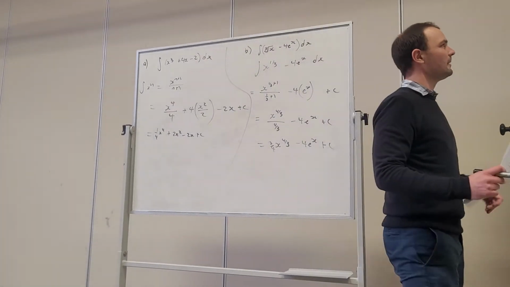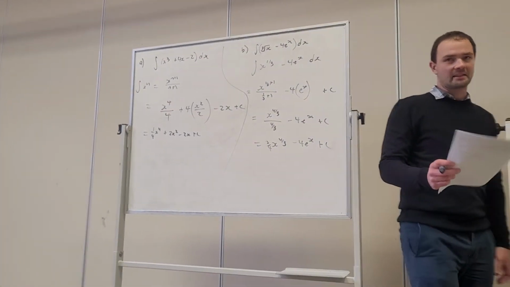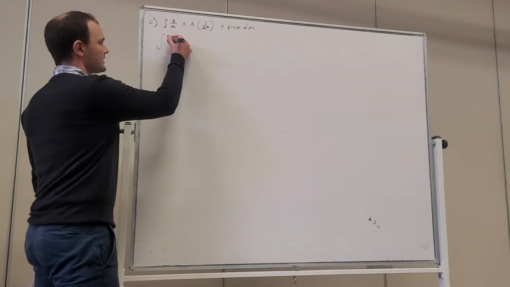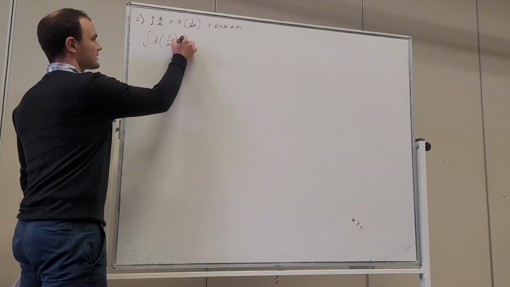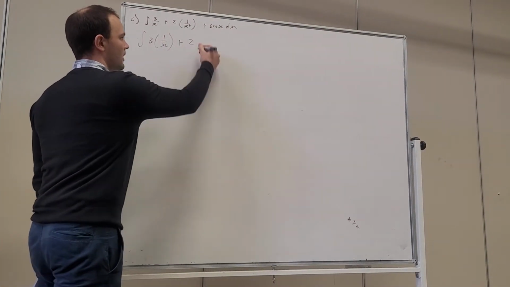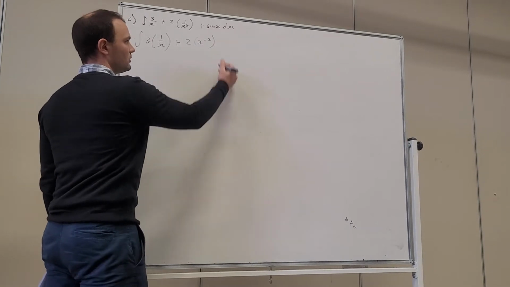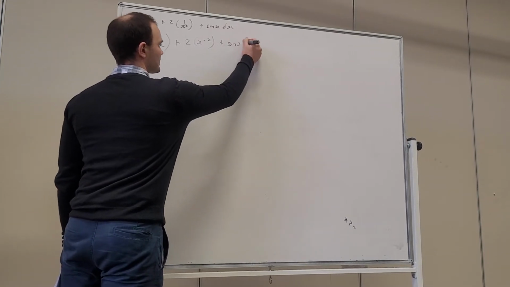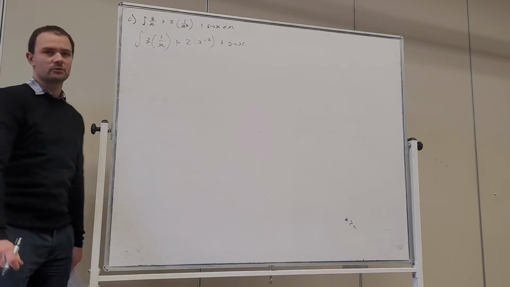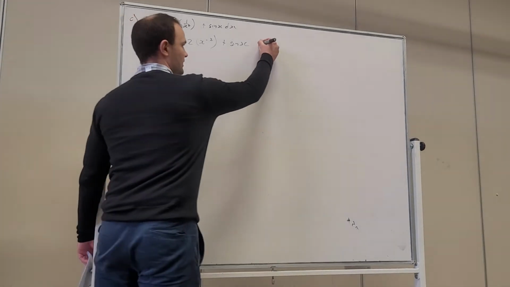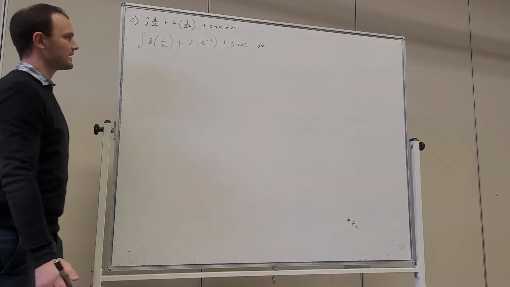Excellent. All right, let's jump up here. We have 3 on x. We're going to first express this as 3 times 1 on x, plus 2 times x to the minus 2, and then plus sine x. Okay, so that's what we're trying to find the integral of, dx, because we're always integrating with regards to x.